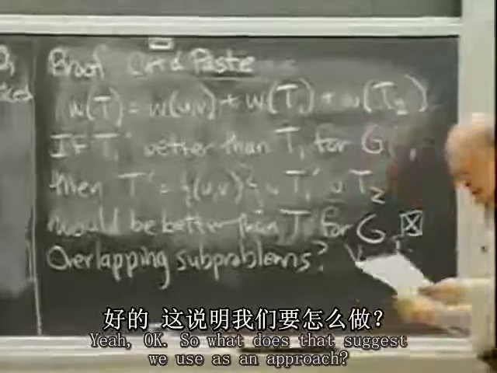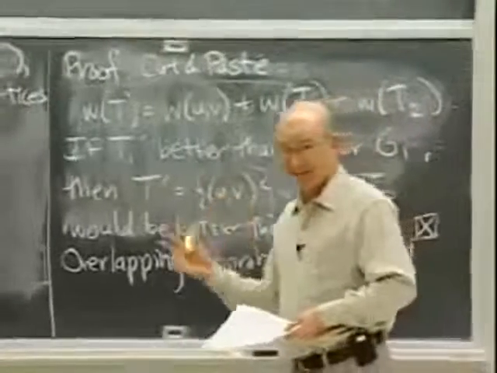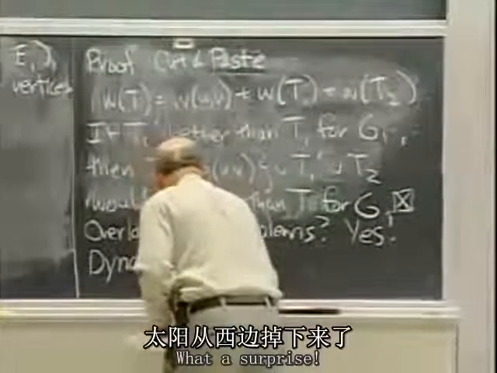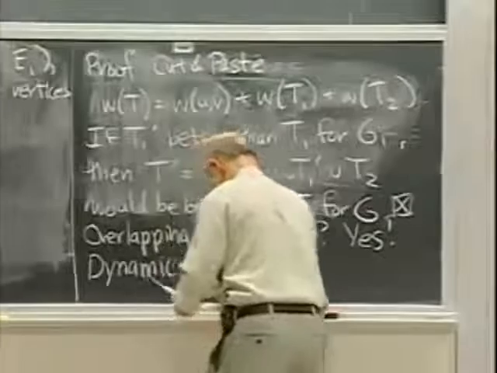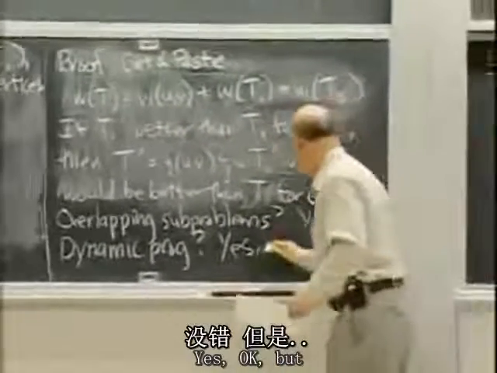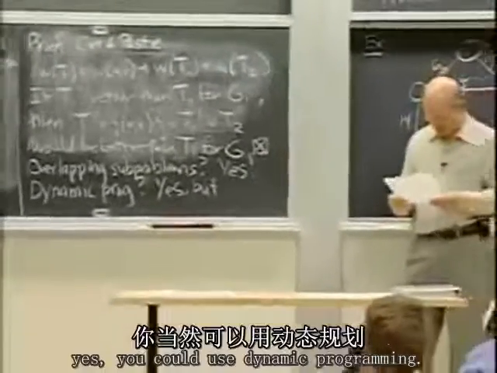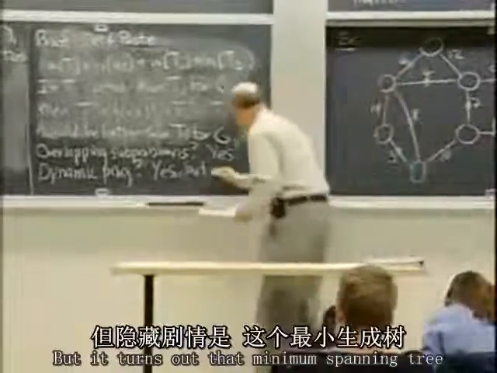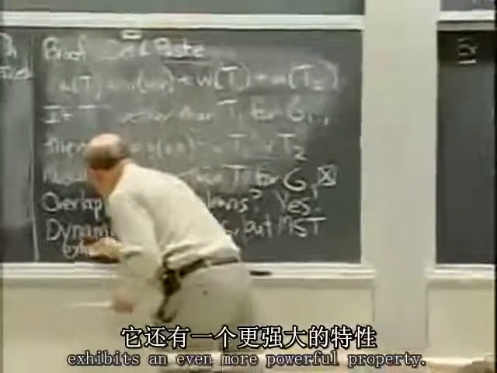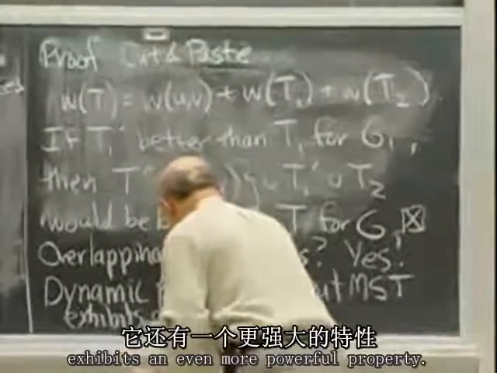Okay. So then what does that suggest we use as an approach? Dynamic programming. Good. What a surprise. Yes. Okay. But yes, you could use dynamic programming, but it turns out that minimum spanning tree exhibits an even more powerful property.